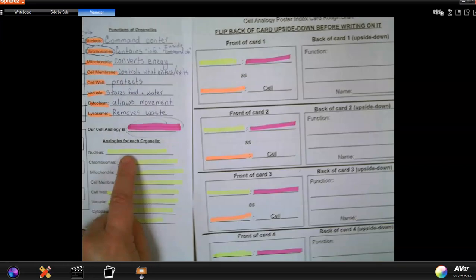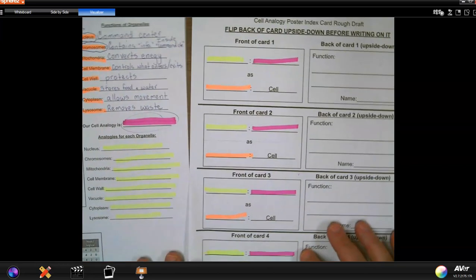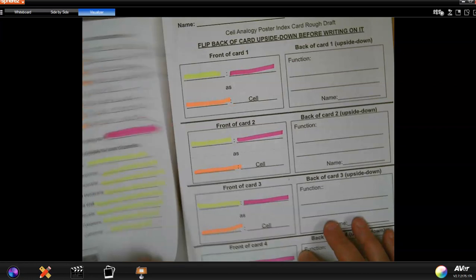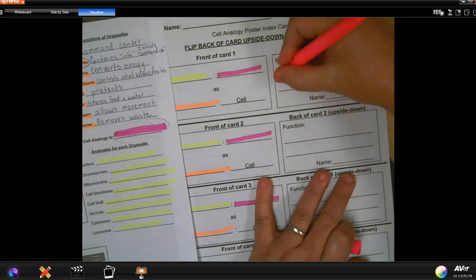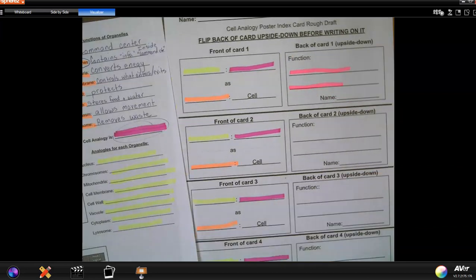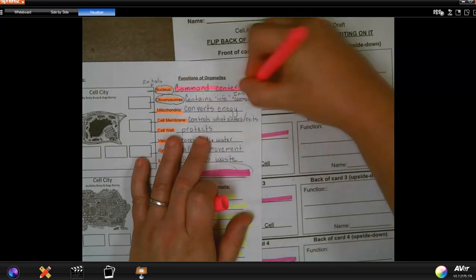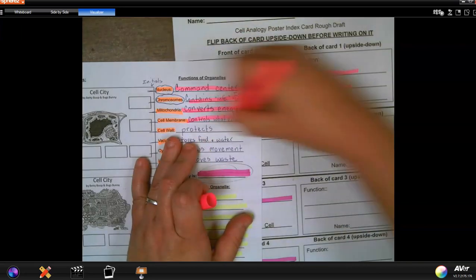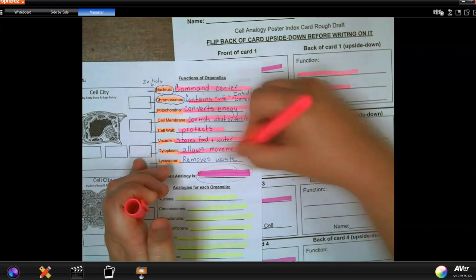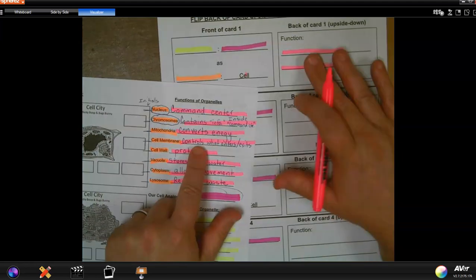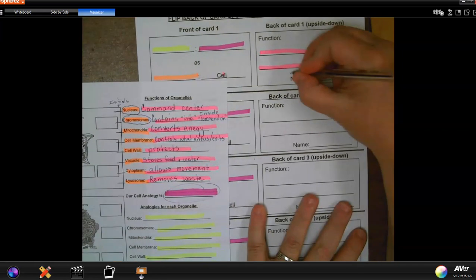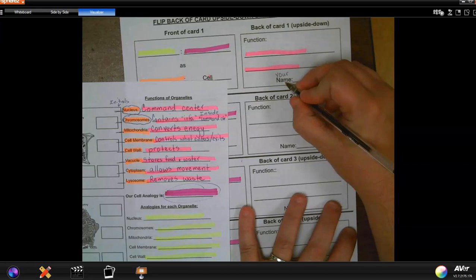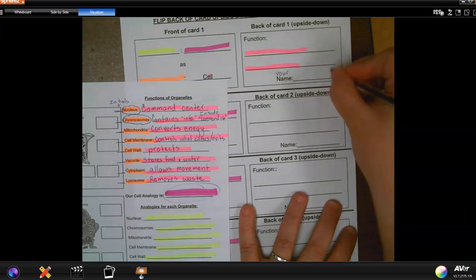On the back of the card where it says function, well, that's exactly what it sounds like. What did I not use yet? Pink? Yeah. I'm going to write it here. Your functions are right here. Write them exactly as we wrote them on the paper. Okay? Your function's going to go here. And then make sure you are putting your name, first and last name, in this spot here.